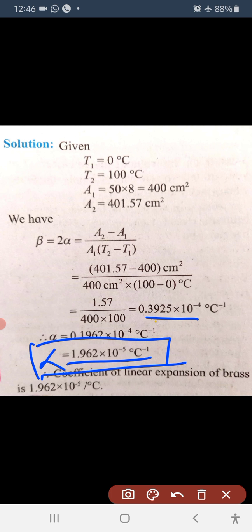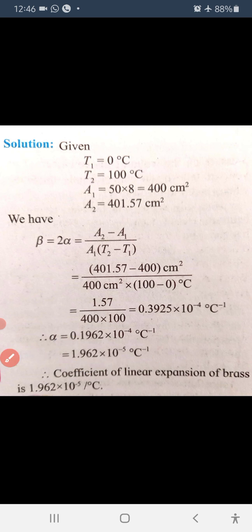So in this way we have completed alpha, beta and gamma, all the three values. In the next lecture we will see the information about specific heat. Okay, thank you.